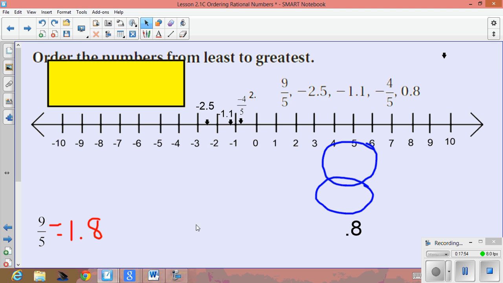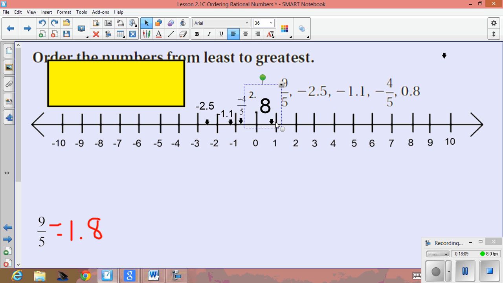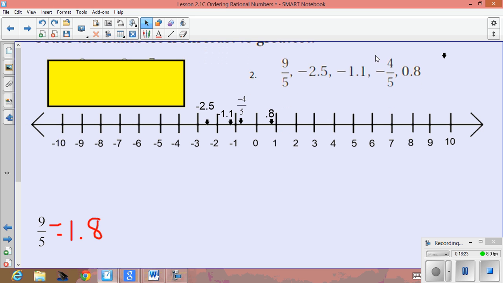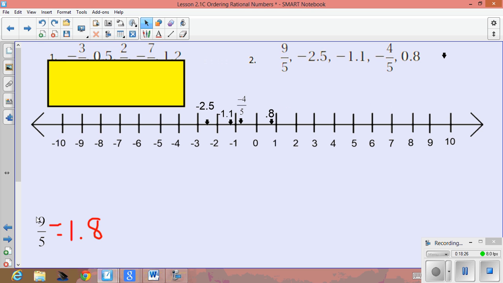And then we have two positive numbers, 8/10, which is like saying 80 cents, and 1.8, which is like saying $1.80. So 0.8 comes next. It's almost $1, so that goes here. Let me make that a little larger. Okay, so 0.8 goes here. And finally, the last one that's remaining is 9 over 5, which is worth 1.8. So 1.8 is almost 2. So right about here, we place 9 over 5.